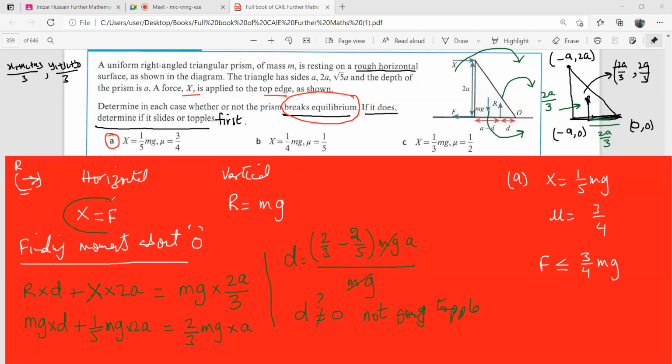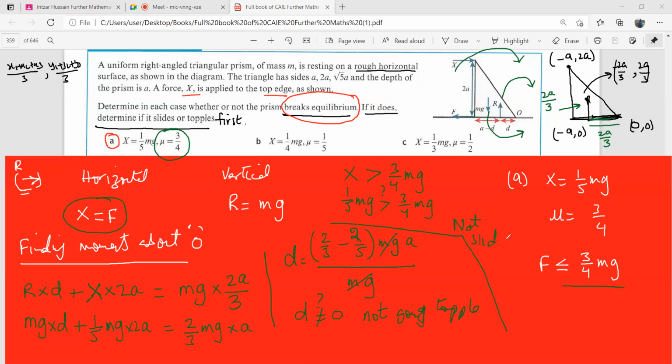Your x is equal to f. You have this coefficient of friction, and we have determined that f is going to be 3 over 4 mg. Now, this x should be more than 3 over 4 mg if it has to slide. Your x is 1 over 5 mg. Is that more than 3 over 4 mg? Yes or no? No. So this means this will not slide as well.